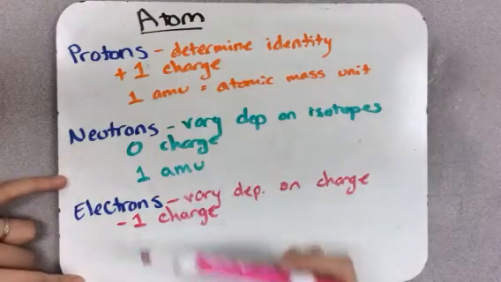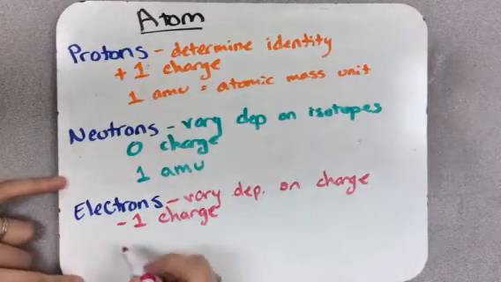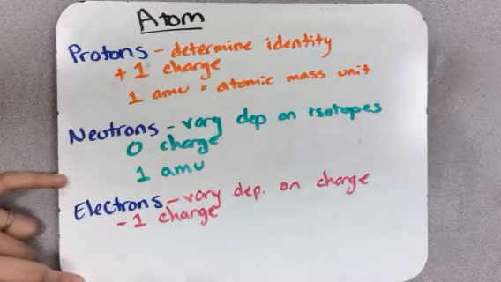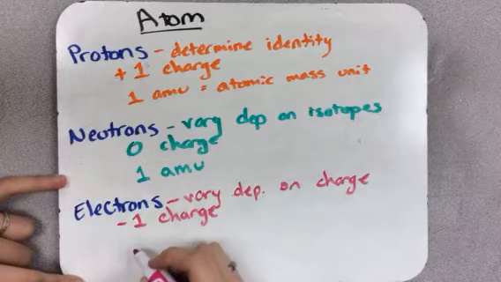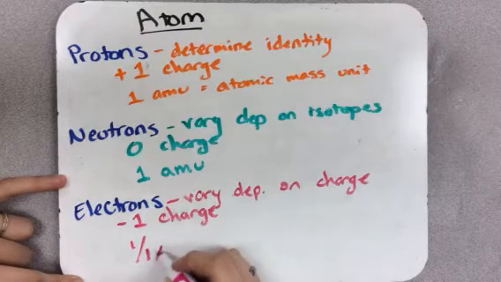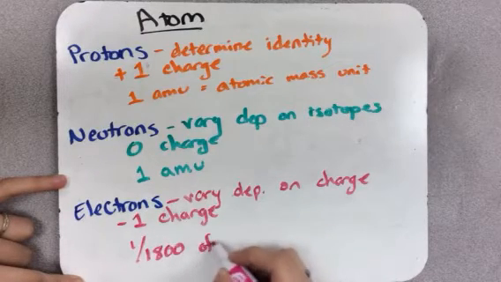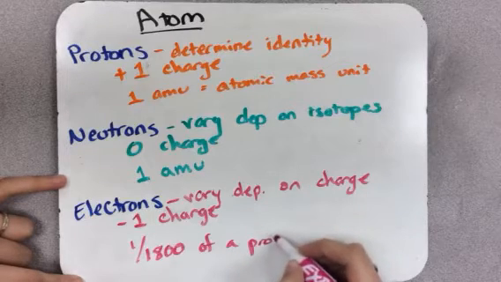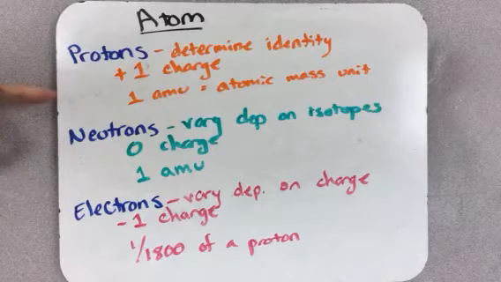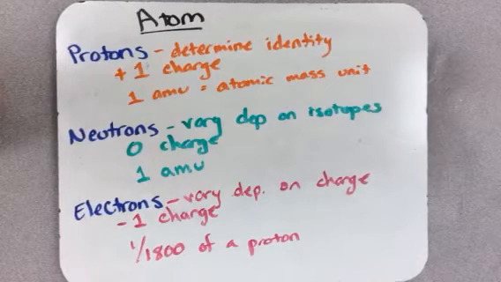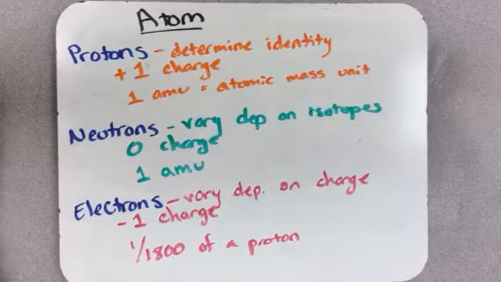Okay, so protons and electrons are the ones that balance each other. However, while protons have 1 AMU, electrons have essentially very small mass, negligible, 1/1800th of a proton. So there's really not very many situations where you would have 1800 electrons for every 1 proton to balance out that kind of mass. So we really just consider electrons to not have much mass at all.